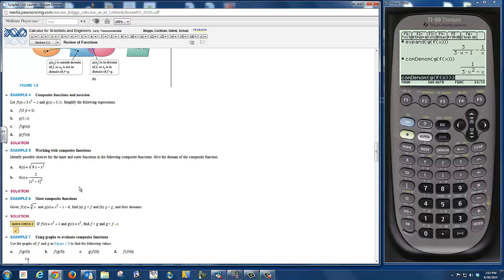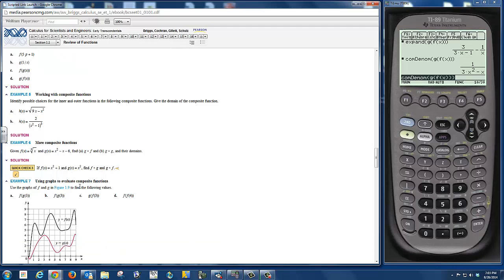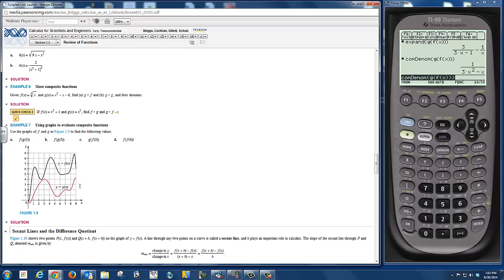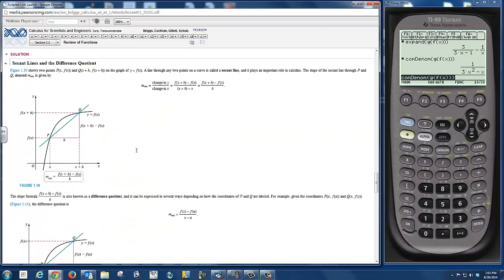Okay. Let's go to example 5. Identify possible choices. Okay, we'll jump over that because that's not necessarily calculator based. And let's see, example 7 again is evaluating functions, so I showed you how to do that already. So let's jump down here to secant lines and the difference quotient.